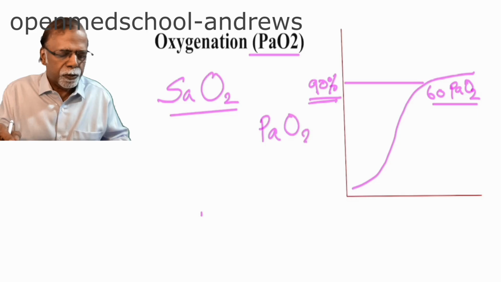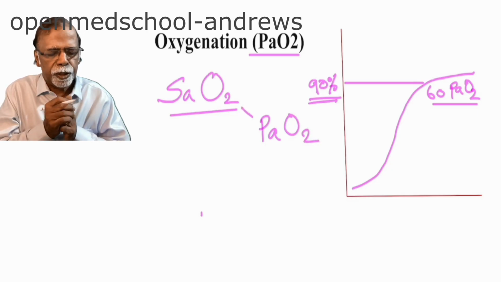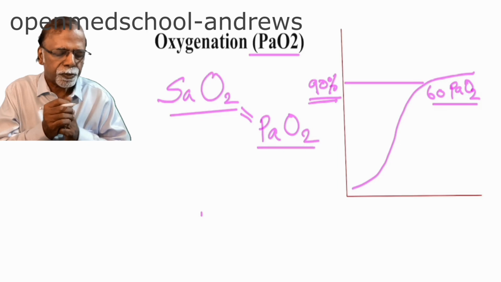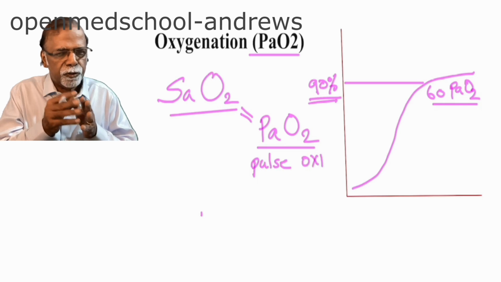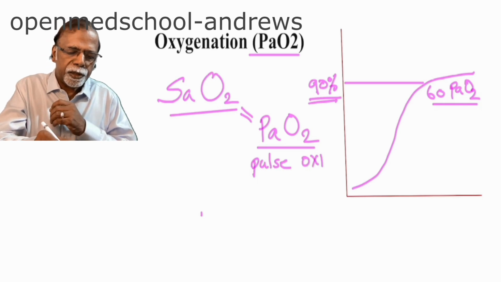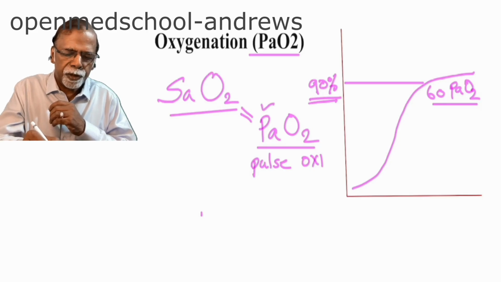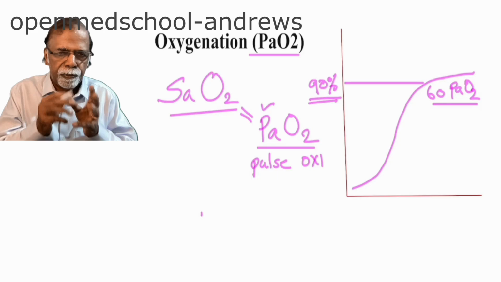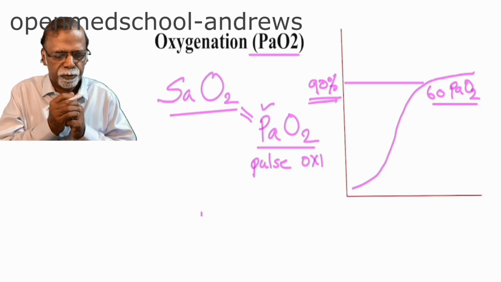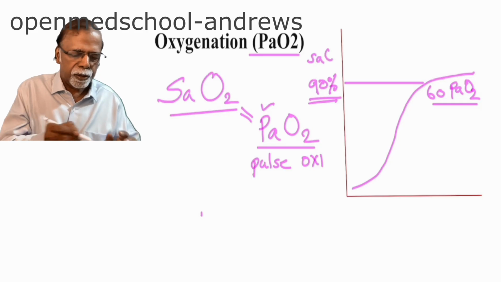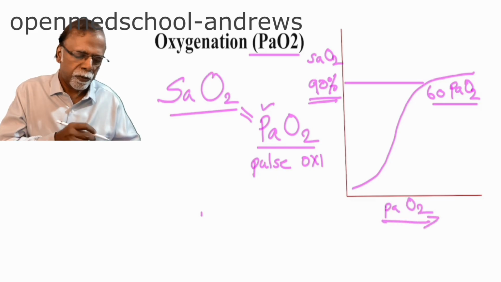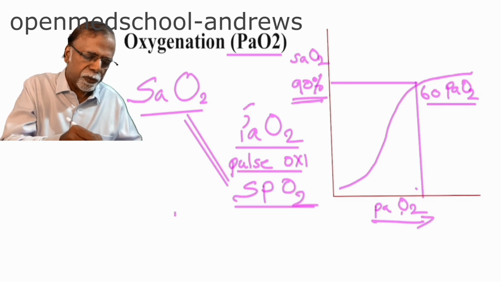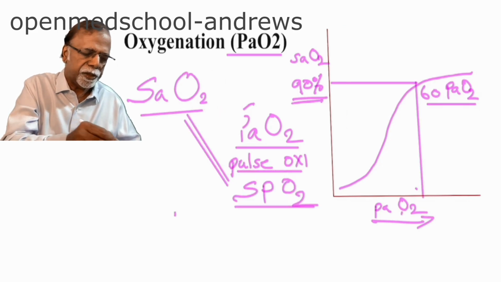PaO₂. So what is the difference between PaO₂, SaO₂ and SpO₂? SaO₂ is the saturation of oxygen calculated by the ABG machine from the PaO₂. PaO₂ is the partial pressure of oxygen in the blood. SpO₂ is measured using the pulse oximeter from the periphery. So how are SaO₂ and SpO₂ related?